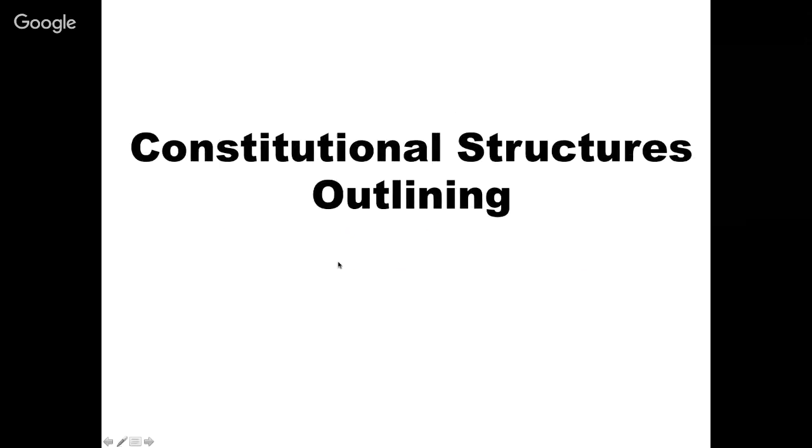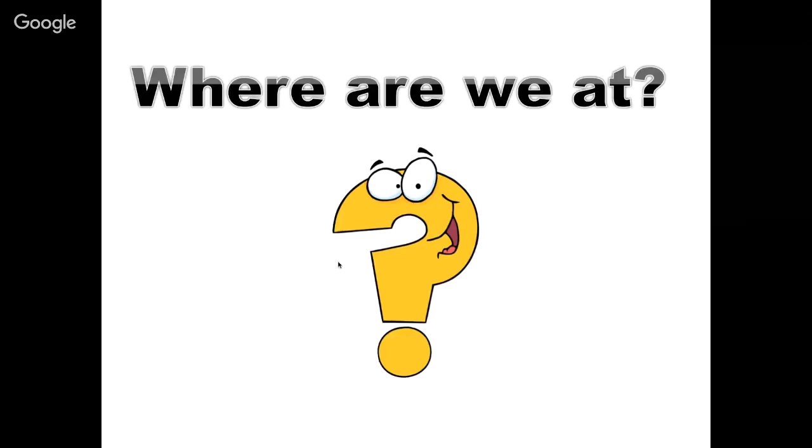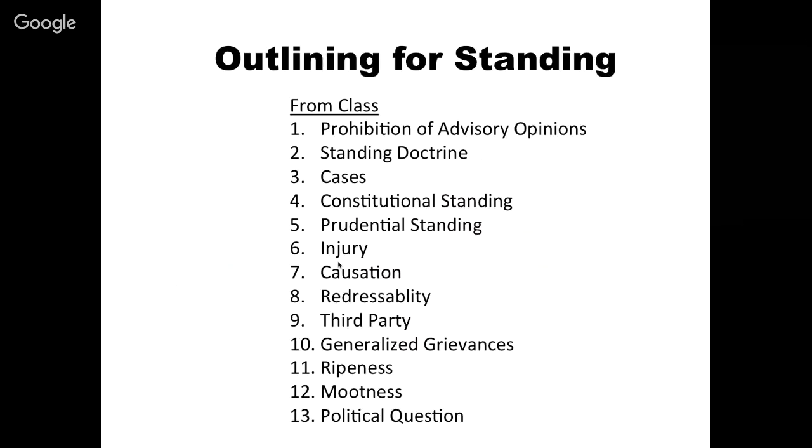Okay, this is constitutional structures outlining, the first half of the class. Again, the midterm is going to be on justiciability limits, or the justiciability doctrine, so that's what this presentation is going to be more focused on. Where are we at in the class? In outlining for justiciability, we have all these concepts, I think 13 different ones, that I just want to copy and paste in the outline and put right here in the slide. We've heard all these terms, but we don't really understand how they relate to each other. That's what this presentation is going to do.